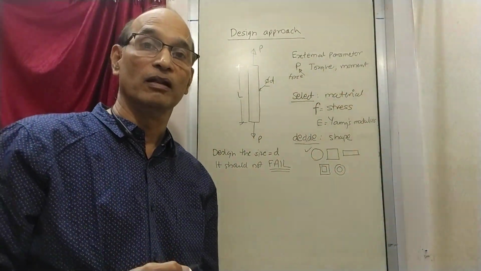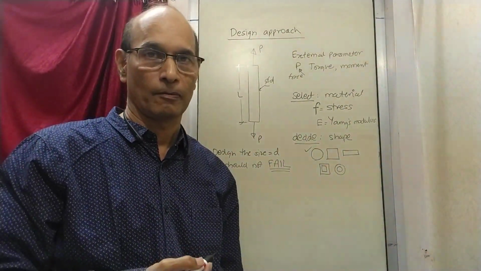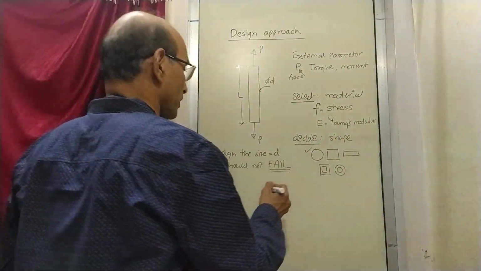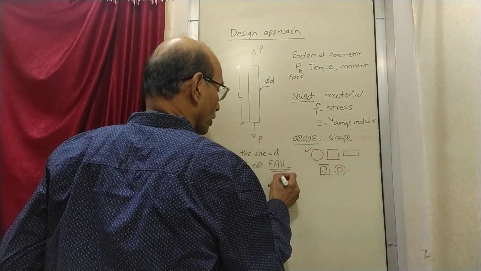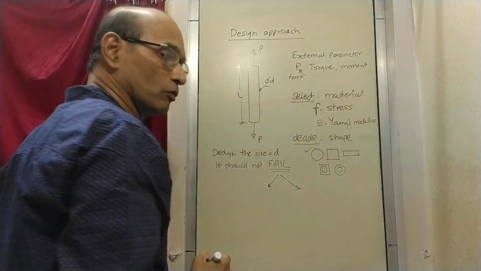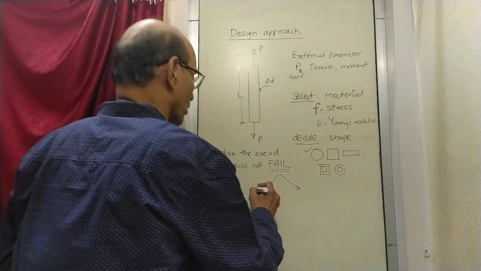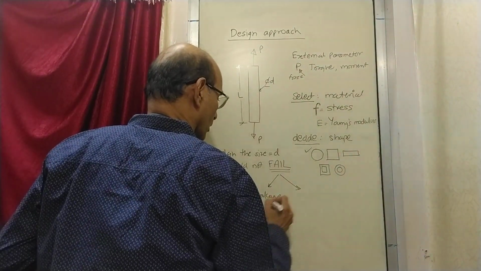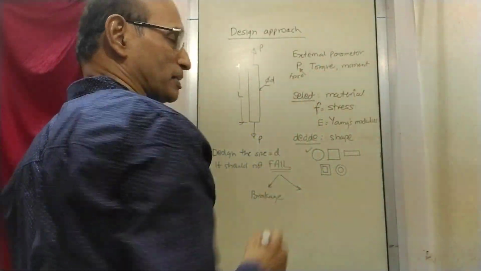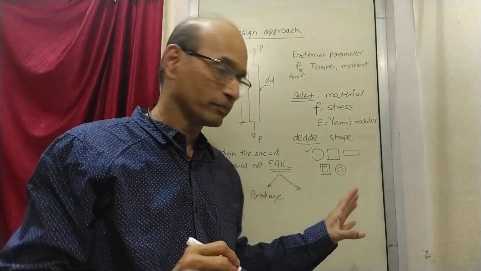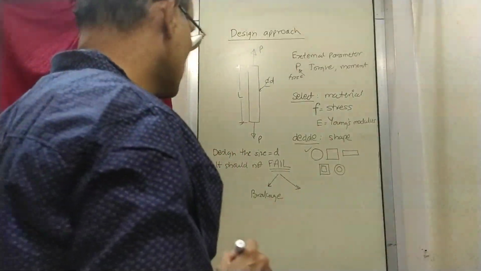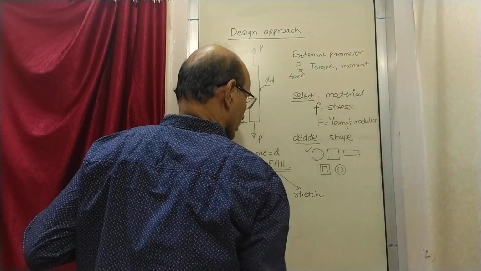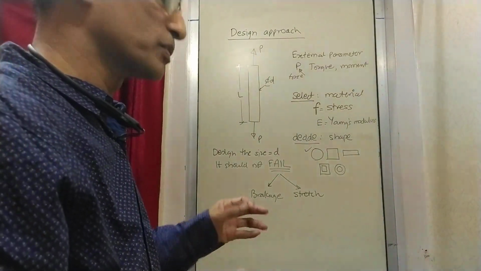Now when you say it will not fail, what is the criteria for failure? What failure are you expecting? Here the failure is expected of two types. Two things you will call failure. Failure is by way of breakage, that means the part is broken into two parts. The rod is broken into two parts. There is breakage, and the other is stretch.